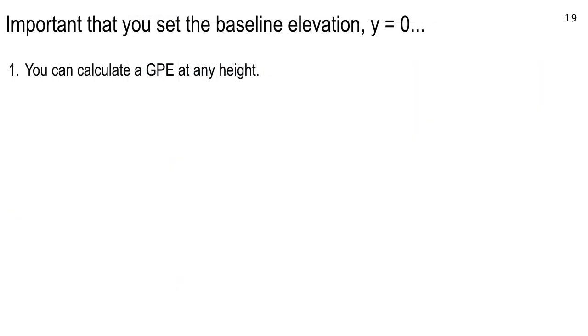Now, on all these things, when you're working with gravitational potential energy, it's important to set the baseline, at least have an idea of what your baseline elevation is. So for us, it was the floor of the gym, y = 0, where the ball hits. And then you can calculate it to any height. And when you do that, if you set y = 0, then all your delta y's are just your y coordinate. Okay, so that makes it easy.